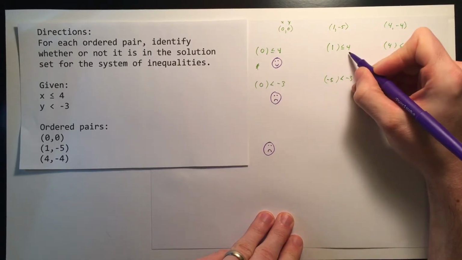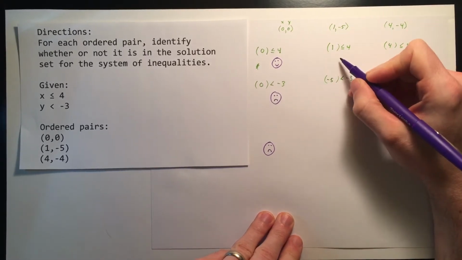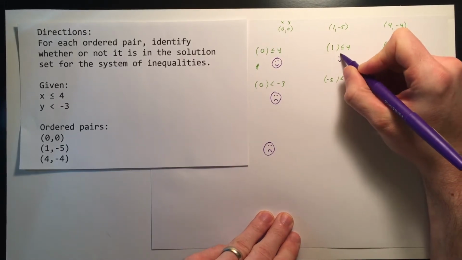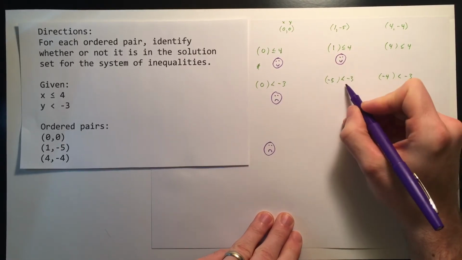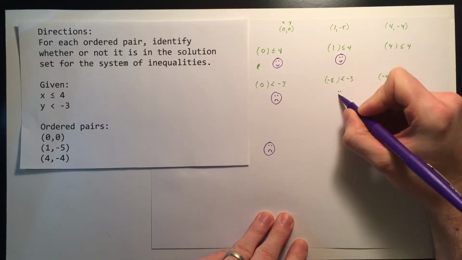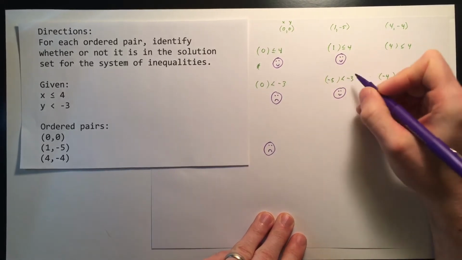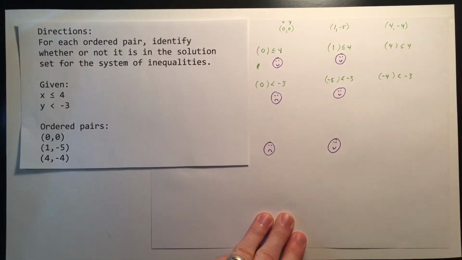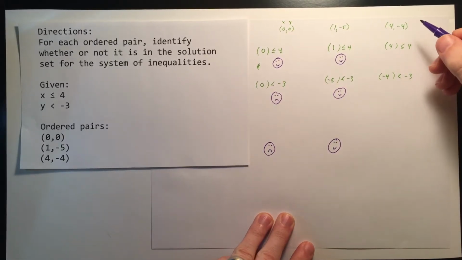Okay, is 1 less than or equal to 4? On to the next problem here. Yes, it is. (1, -5) is a solution to this inequality. Is -5 less than -3? Yes, it is. So (1, -5) is a solution to both inequalities, which means it's a solution to the system of inequalities. Last ordered pair, (4, -4).